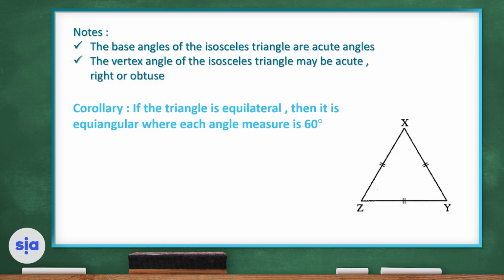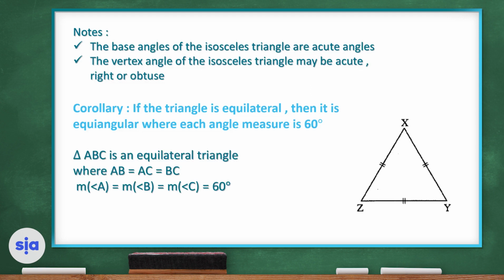As we can see in triangle XYZ, triangle XYZ is an equilateral triangle where XY is equal to XZ is equal to YZ. So the measure of angle X is equal to the measure of angle Y is equal to the measure of angle Z, and each of them is equal to 60 degrees.